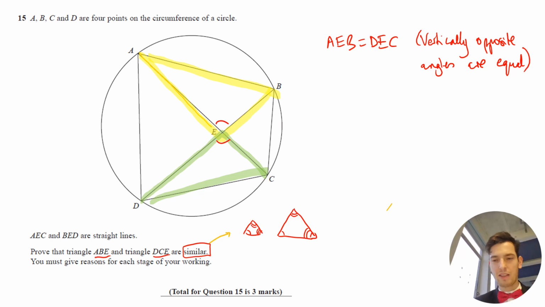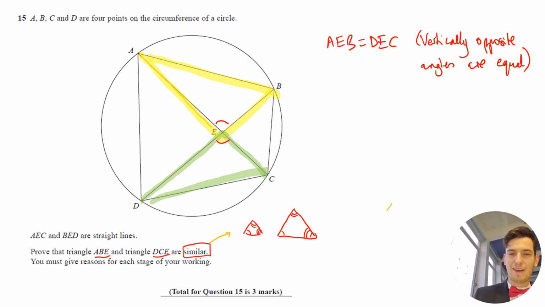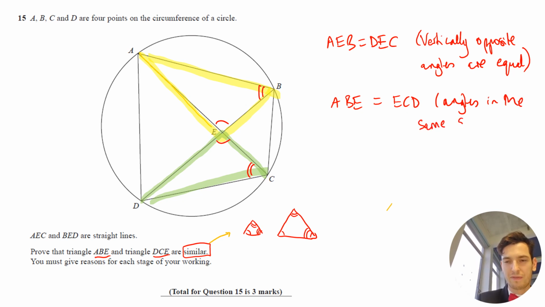And there's another pair of angles which are the same. And actually, I need to remember my circle theorems for this one. So I've got what looks like a bow tie. And you can see I'm wearing a bow tie as well. So I think this angle and this angle, I'm going to use my bow tie theory. So angles in the same segment are equal. So ABE equals ECD. Angles in the same segment are equal.